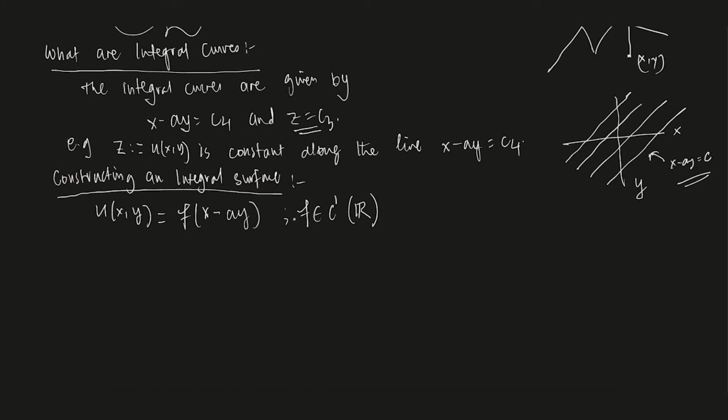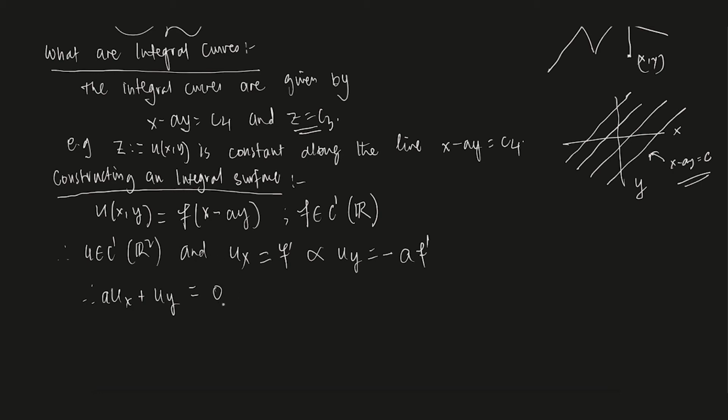First of all, f is C1. If f is C1, u is C1. For a solution, u has to be C1, therefore u is in C1 of R2. Let's see what u of x is if you write it like this. U of x is f prime, and u of y is minus a f prime, because f is just a real valued function. Now what is u of x plus a u of y? It is a f prime minus a f prime, which is 0. So this is 0 for all xy in R2, and hence u, given by this, is a solution.